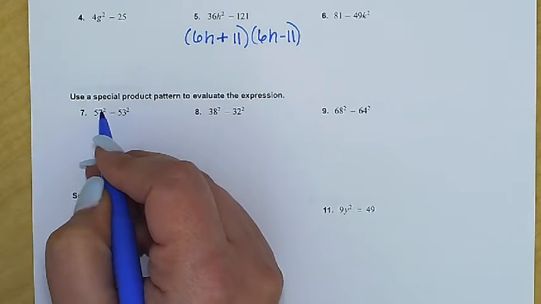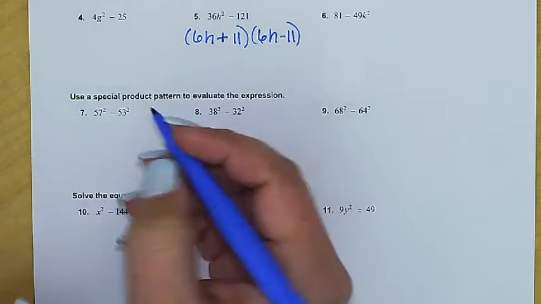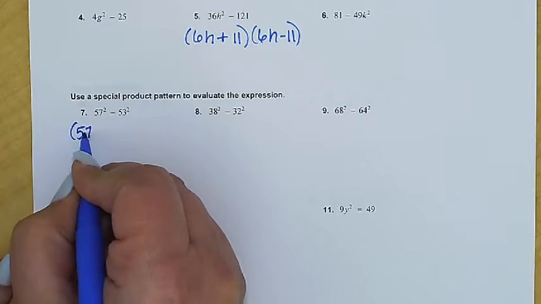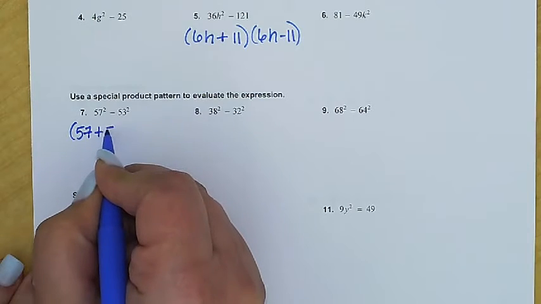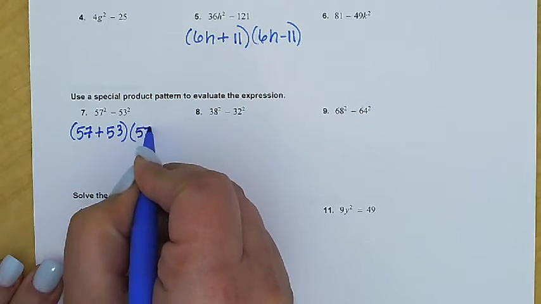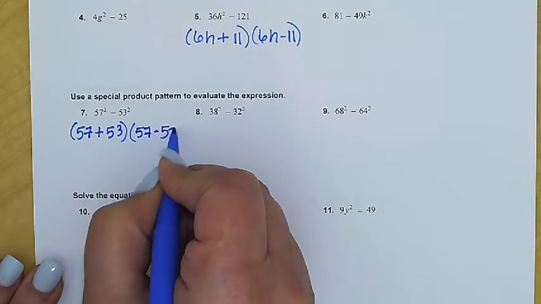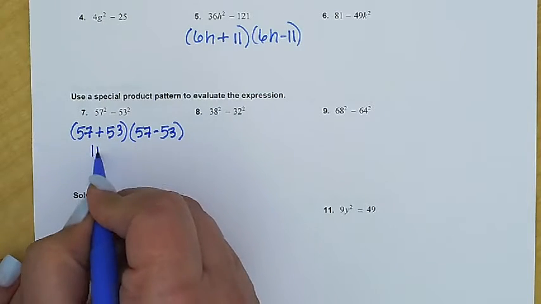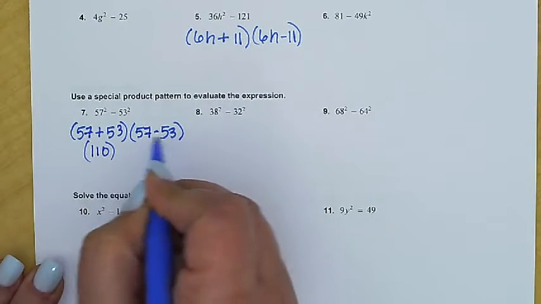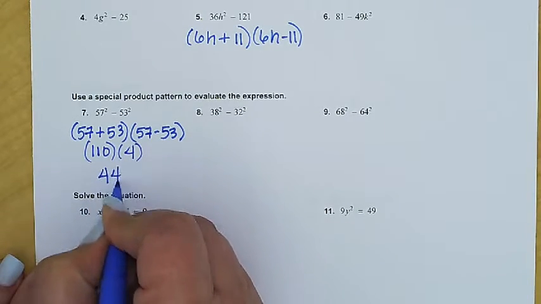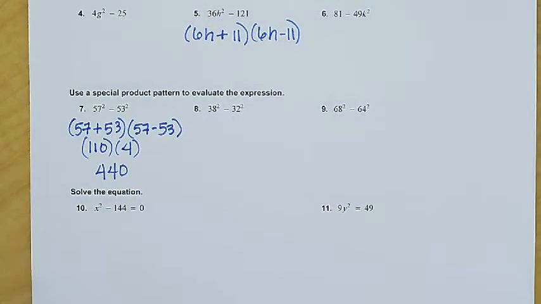But since they are a difference of two perfect squares, we can use our pattern. So the square root of 57 squared is just 57 without the power. And the square root of 53 squared is just 53. And in the other one, it would be the same two numbers, but subtracted. And then this would be a lot easier to work out. 57 plus 53 is 110. And the difference here is 4. And then I would just multiply that and pretty quickly be able to calculate, oh, that's 440.